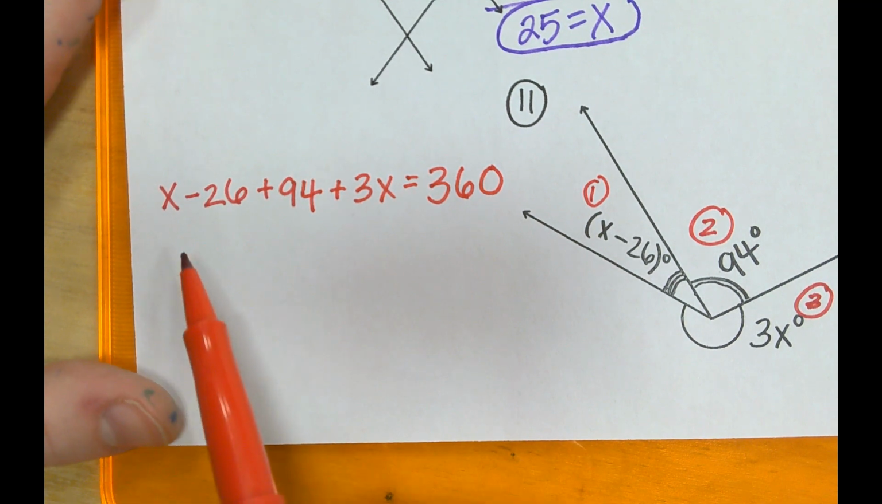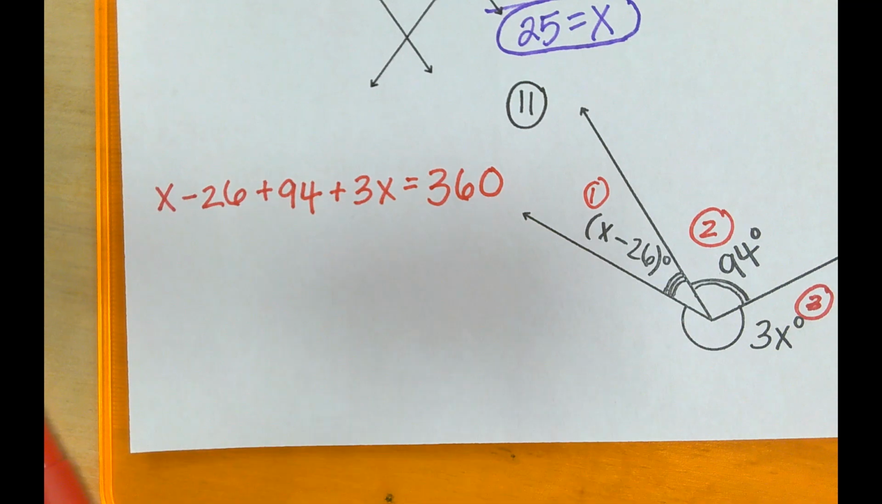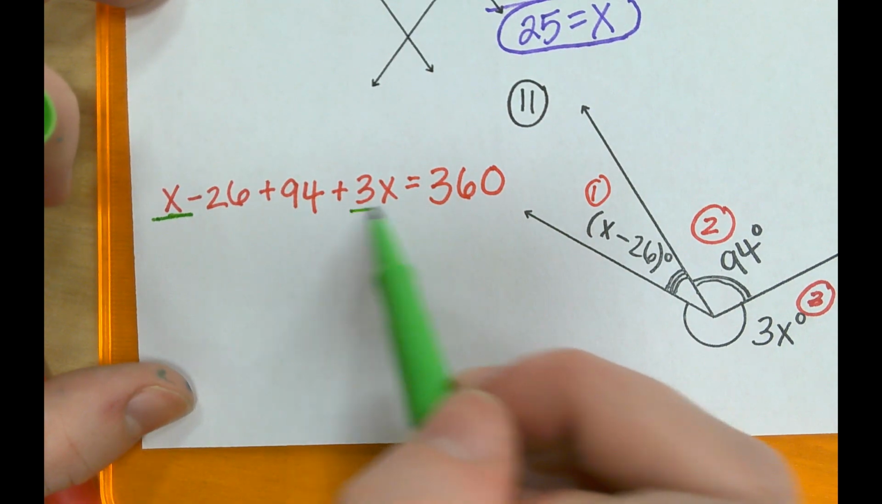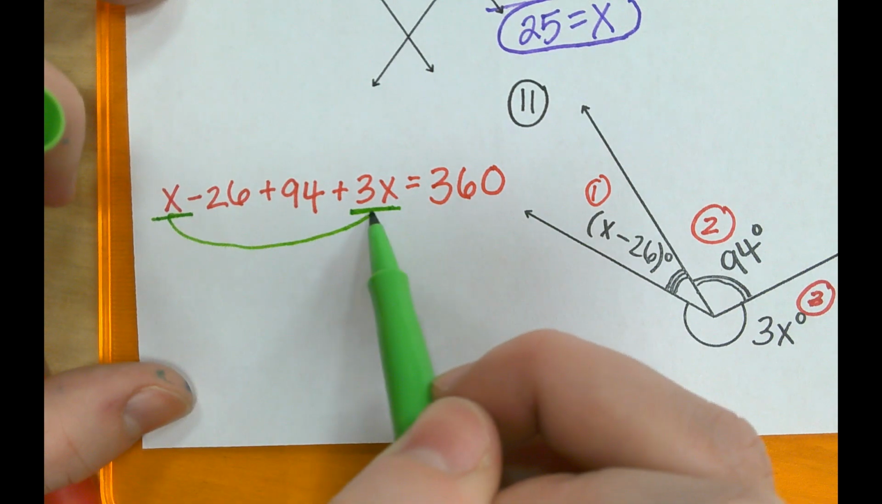So the only thing that's going to change with subtraction is whenever we're combining our like terms. Let's look at them first. We've got an x and a 3x. Those will go together.